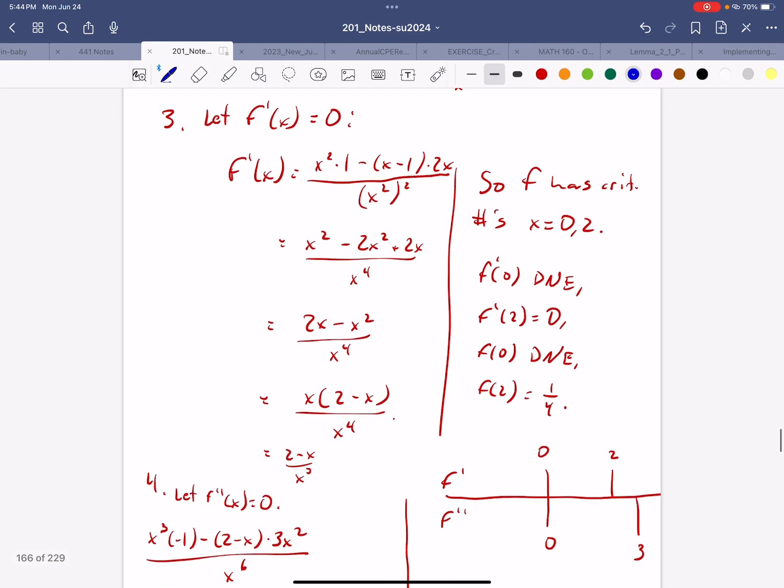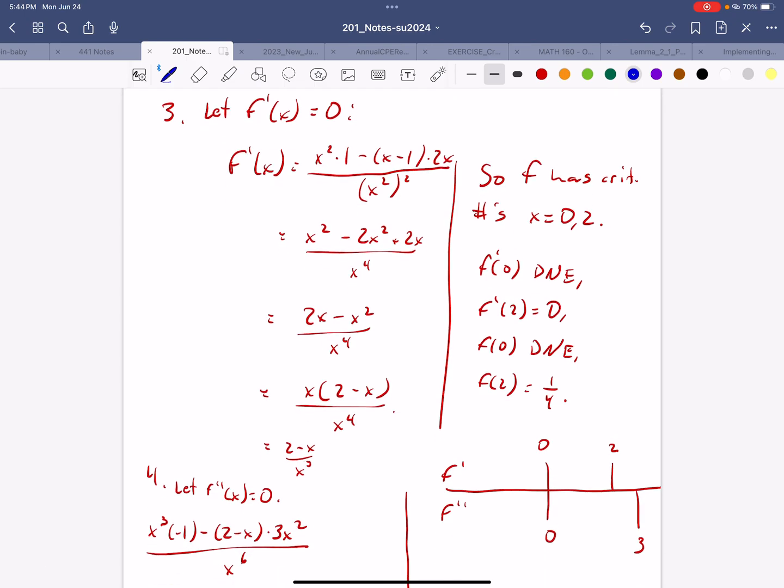Before 0, for f prime, if we plug in -1, the top is positive, the bottom is negative, so we get a negative. If we plug in 1, we get positive. If we plug in 3 or something, we get a negative over a positive, we get a negative. So we get something like that.